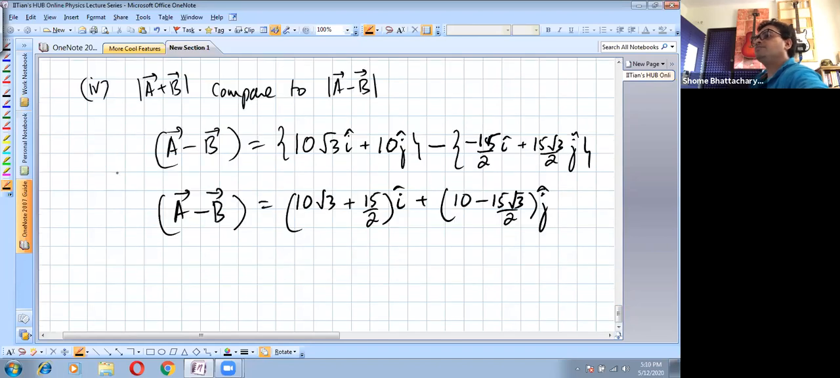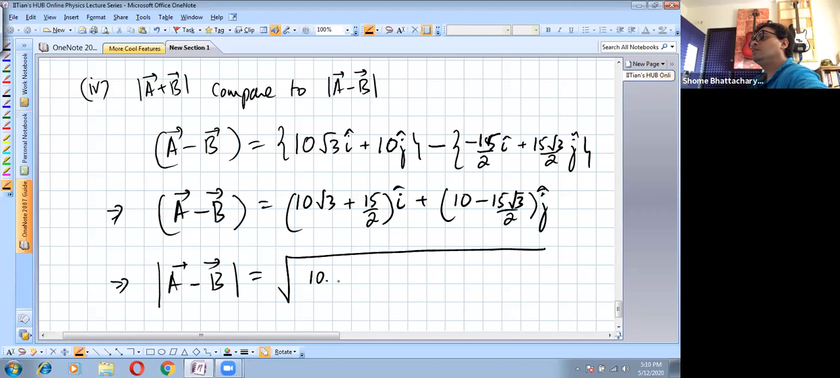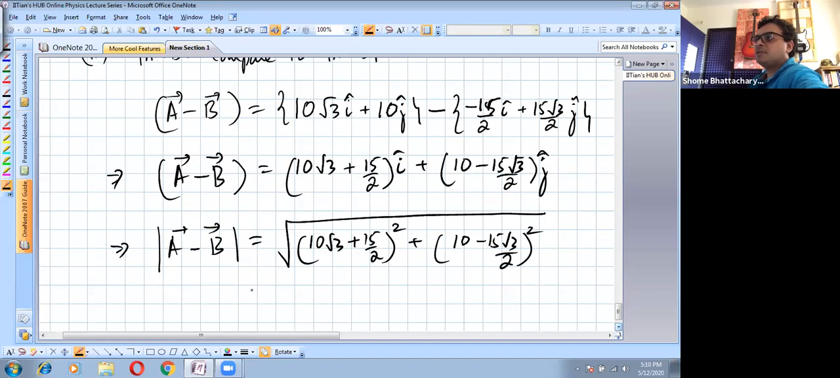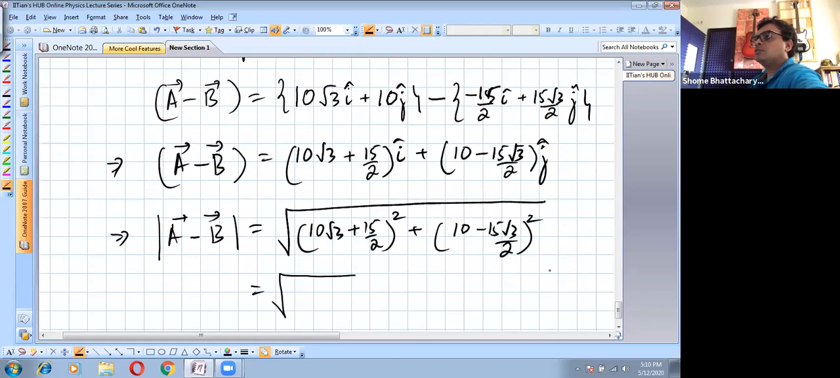So next step, the magnitude of A minus B is square root of this component, that is (10 root 3 plus 15 by 2) whole square plus (10 minus 15 root 3 by 2) whole square. Very good, Archit. If you've done it by another method, then I'm happy, and I will ask you to share the method also. We'll discuss that very soon.